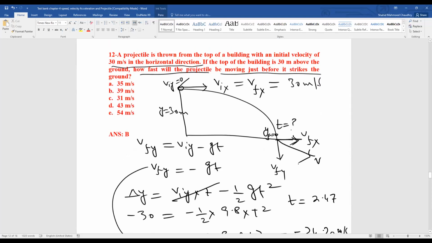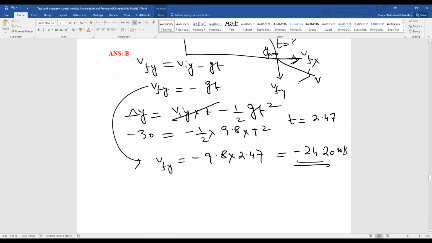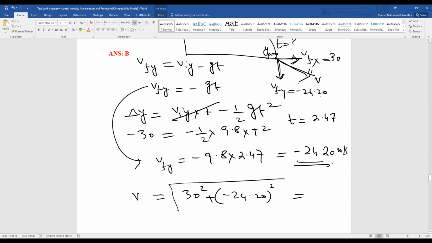But what is your Vf of x? It is 30. Why is the Vf of y negative? Because it is downward. That's why it is negative. So we have this value minus 24.20, and this value already given, it is 30. Okay, now you need this one. To find this one, what will you do? 30 square plus minus 24.20 square, and under root. When you solve this one, you will get the answer 38.56. This is approximately 39 meter per second. So this is your answer.